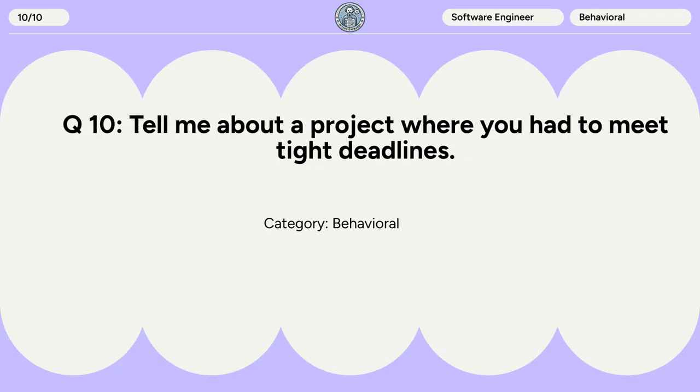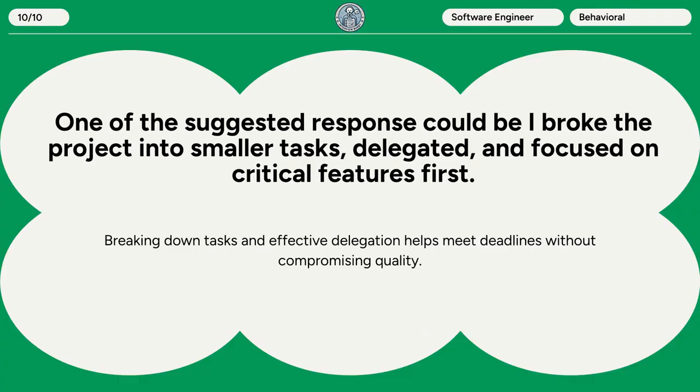Question 10. Tell me about a project where you had to meet tight deadlines. One of the suggested responses could be: I broke the project into smaller tasks, delegated, and focused on critical features first. Breaking down tasks and effective delegation helps meet deadlines without compromising quality.